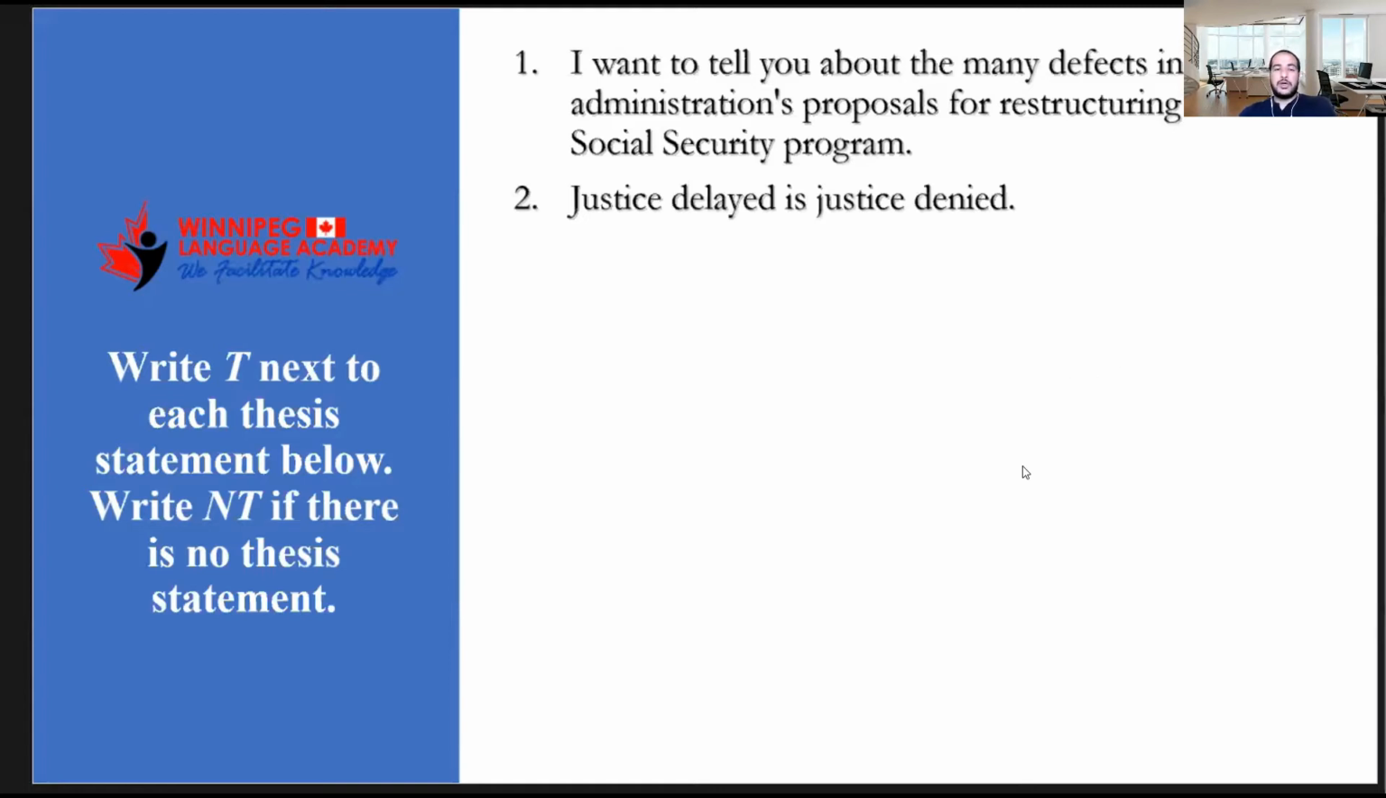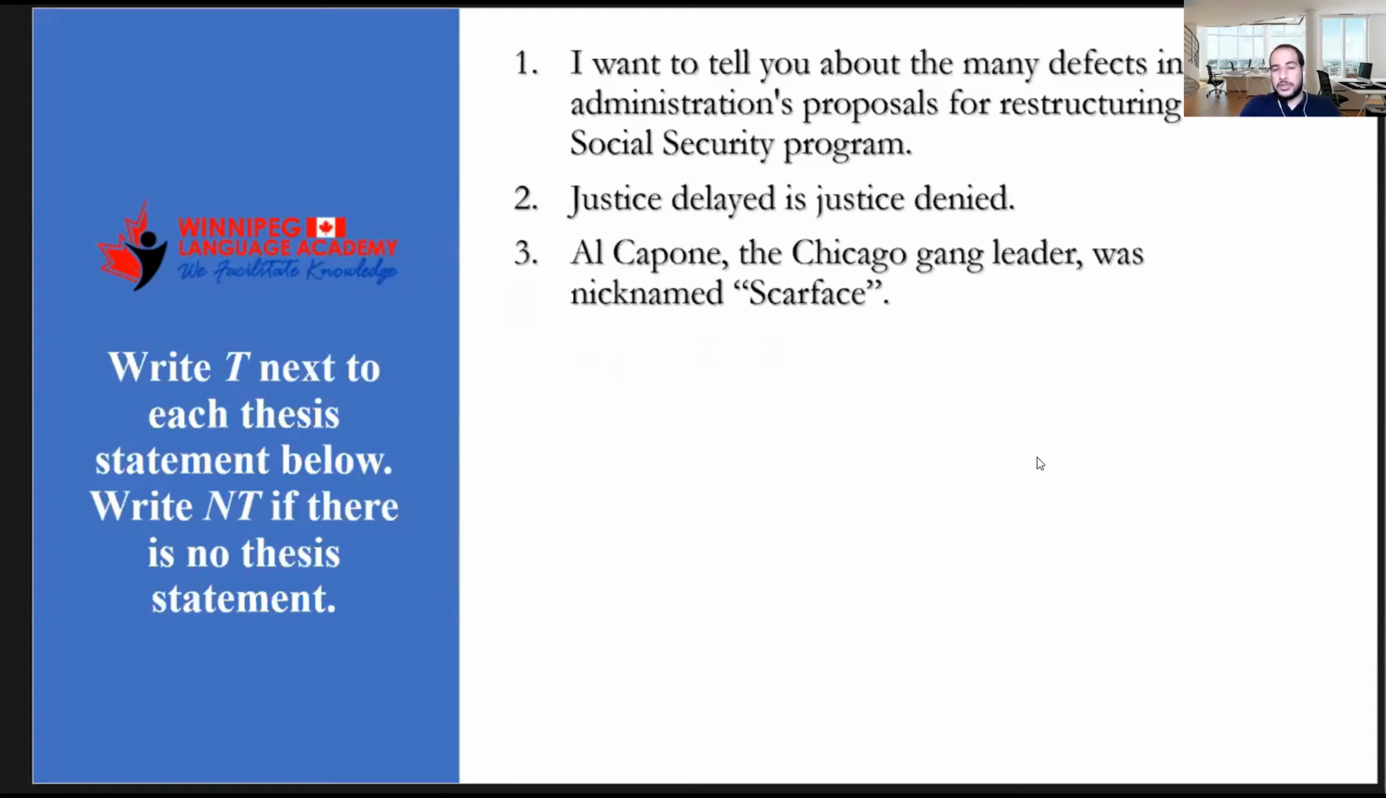Okay. Now let's move to number 3. Al Capone, the Chicago gang leader, was nicknamed Scarface. Is this a thesis or not a thesis, and why? Not a thesis. Why is this not a thesis, Tanvi? Because it is a fact. It is a fact, right? Everybody knows that this person is known as Scarface. That's right. Is there a way to change this to a thesis statement or not? Because sometimes there is no way to change it. Just let me know if there is a way, and if you can, type it please in the chat box.